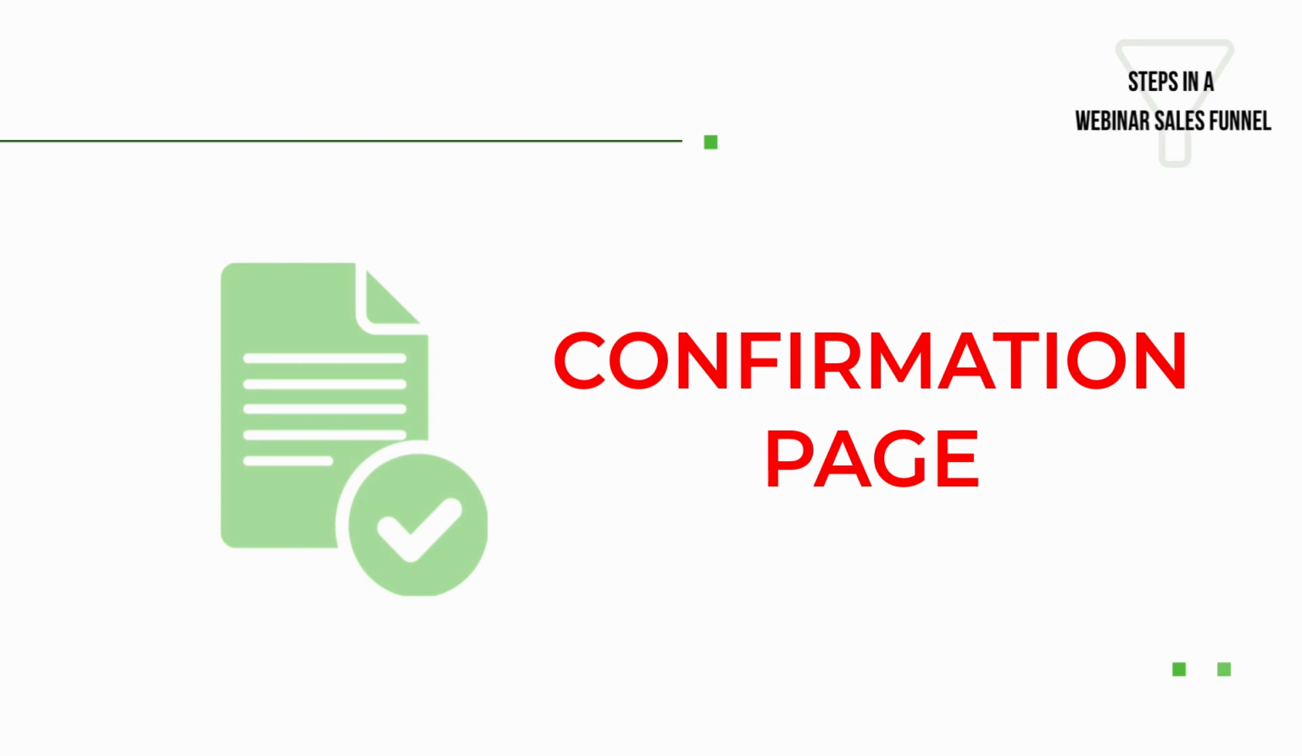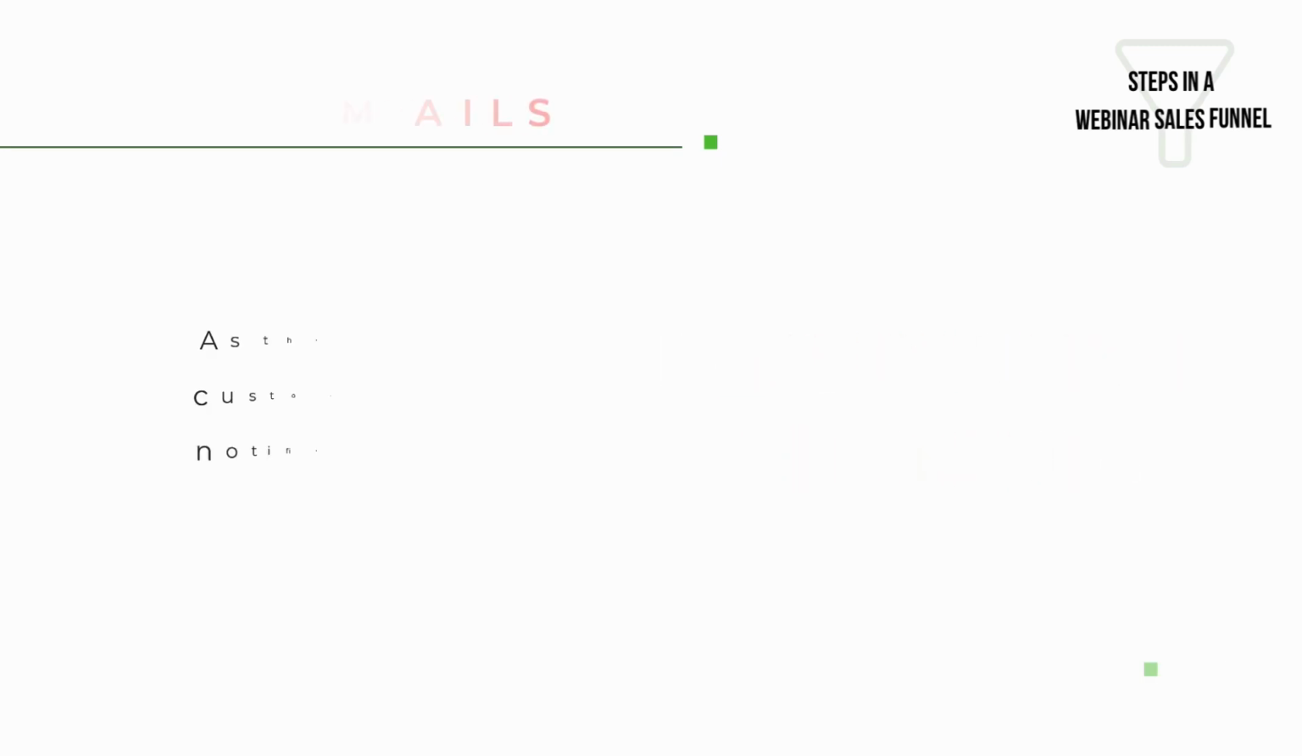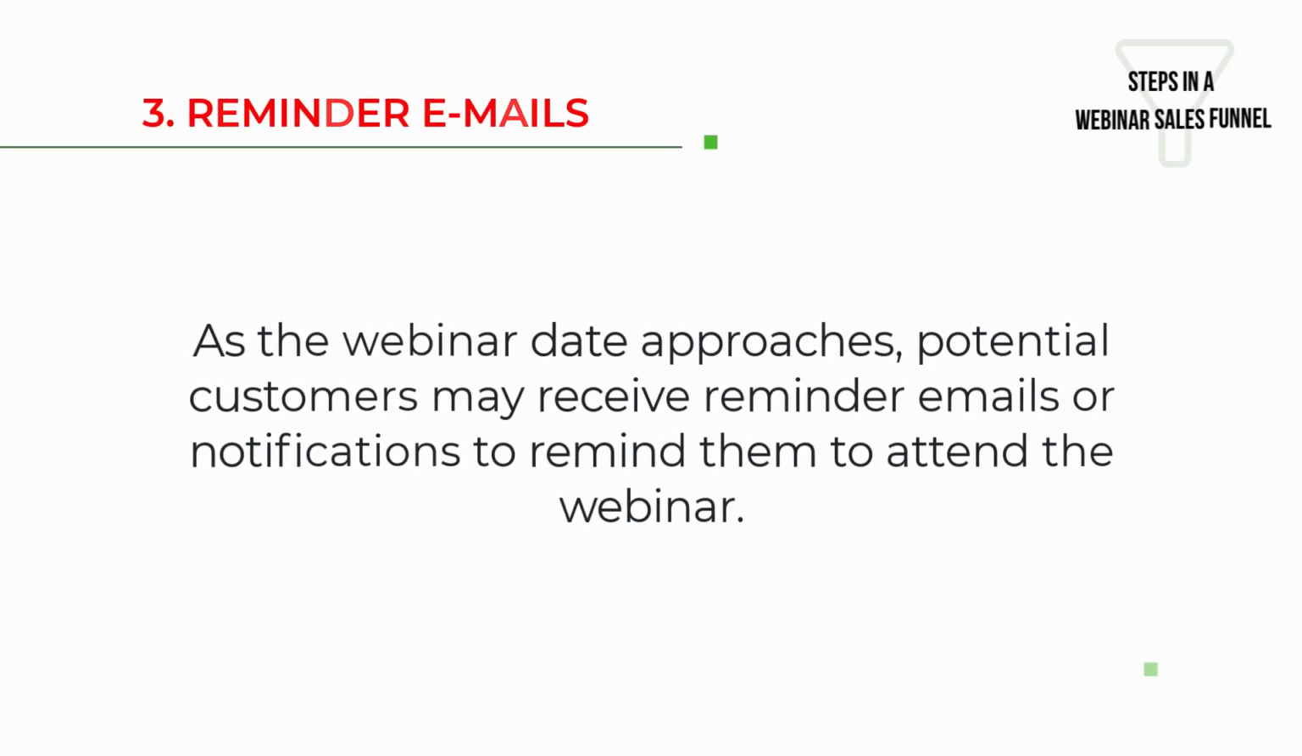They can register for the webinar by providing their contact information. Number 2, confirmation page. After registration, potential customers are directed to a confirmation page that confirms their registration and provides the details of the webinar, such as the date, time, and instructions on how to join. Number 3, reminder emails. As the webinar date approaches, potential customers may receive reminder emails or notifications to remind them to attend the webinar.